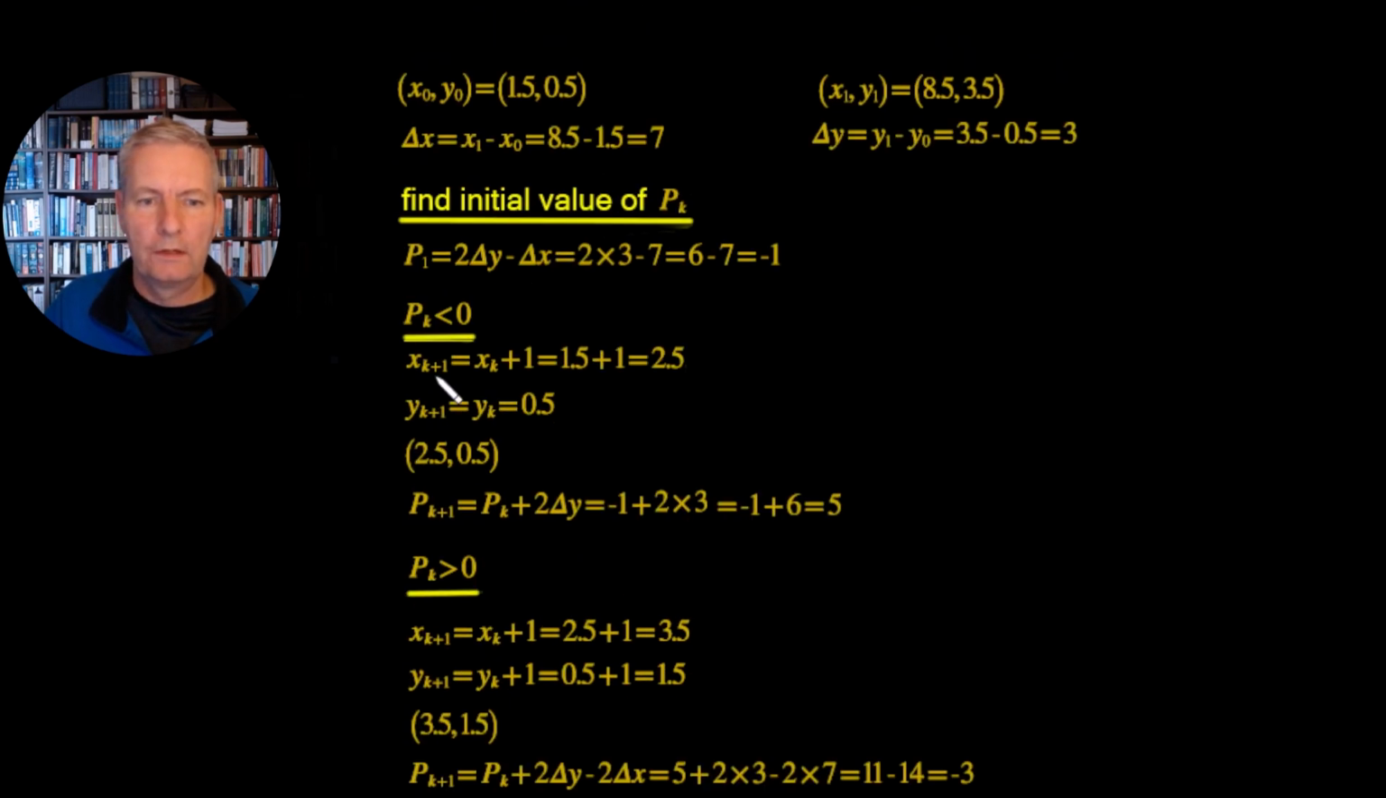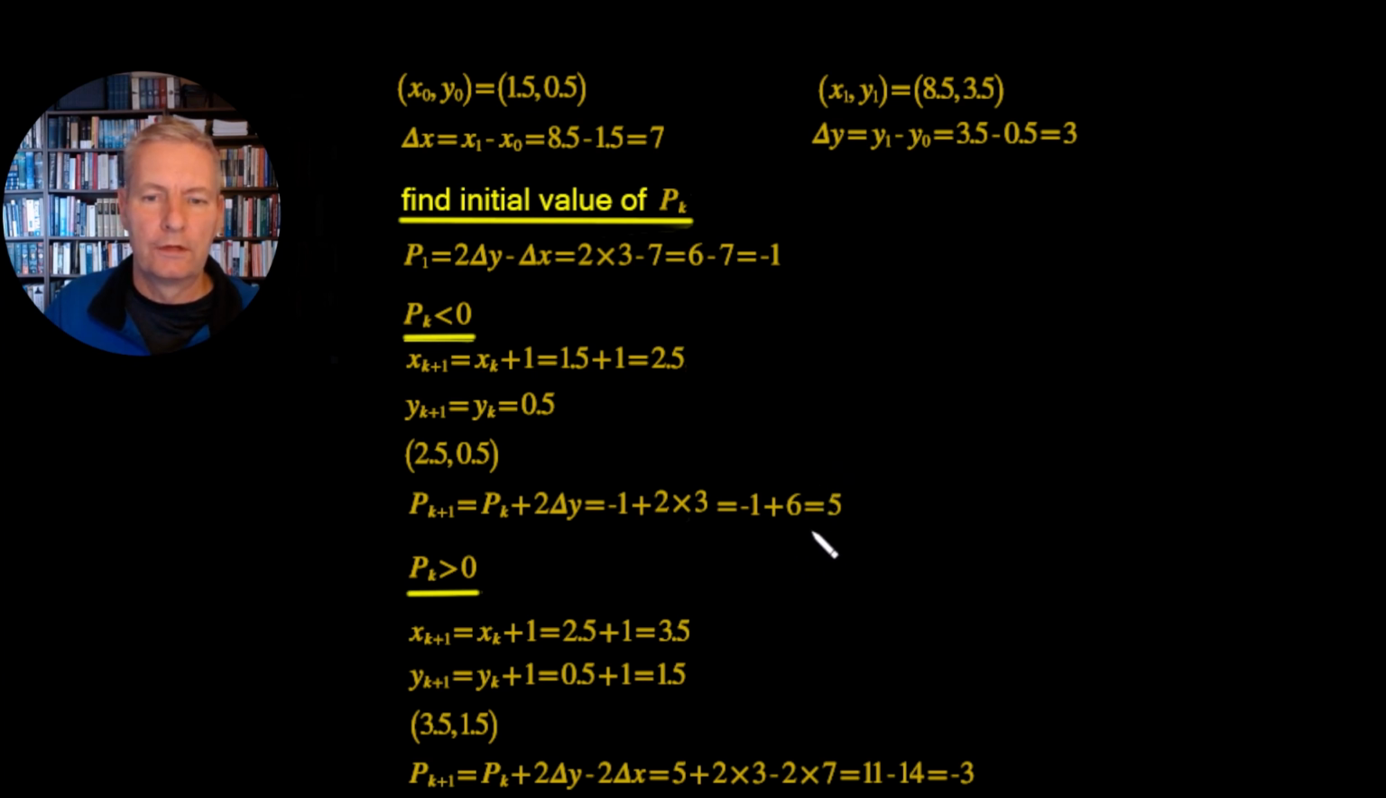So we have that up here. We're going to have pk plus 1 is pk plus 2 delta y. So that's going to be the last value of pk, which is -1, plus 2 times delta y, which is 2 times 3, so -1 plus 6, which is 5. So we've got our new value for pk.